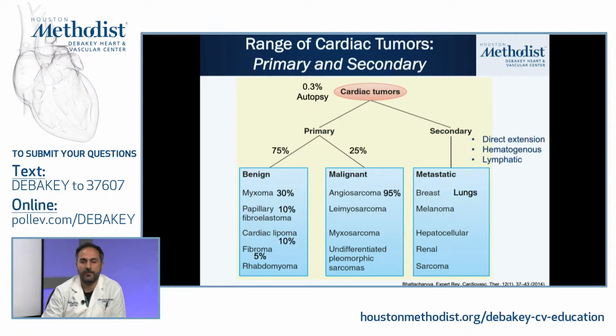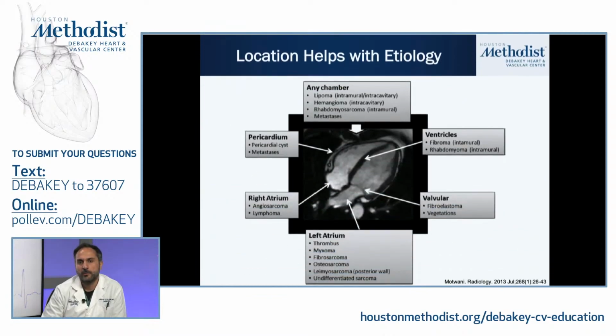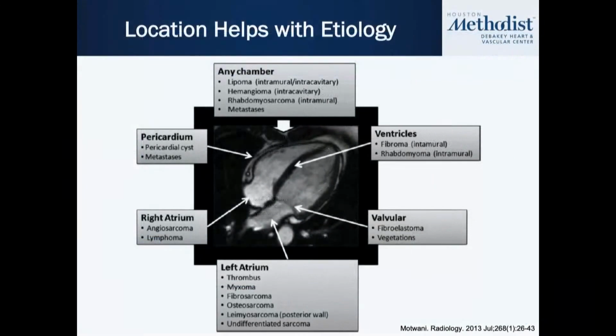However, if you want to compare, secondary tumors are much more common than primary cardiac tumors. Originating usually from the lungs, from the breast, from melanomas, and usually they come to the heart either by direct extension, by hematogenous spread, or through the lymphatics. Why is it important to know all this? Because location does help with the etiology. So again, we're doing the imaging, whether echo and MRI, and putting everything together.